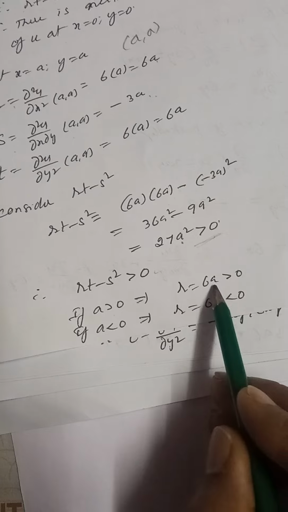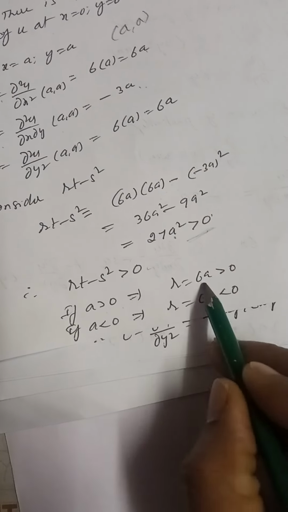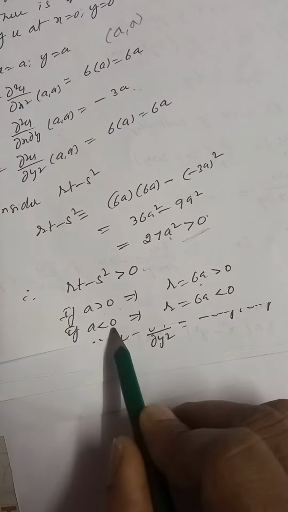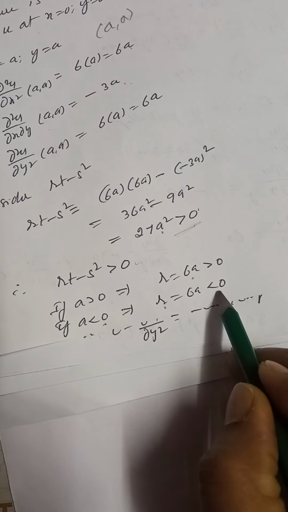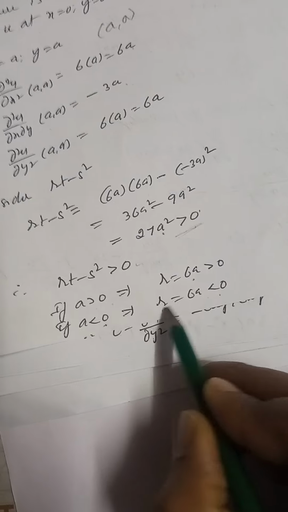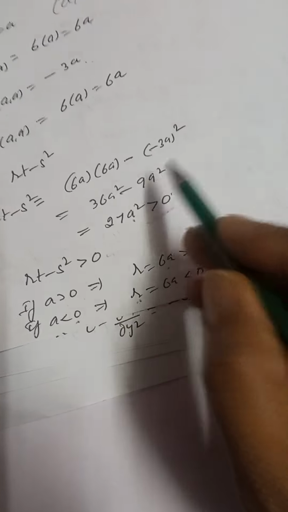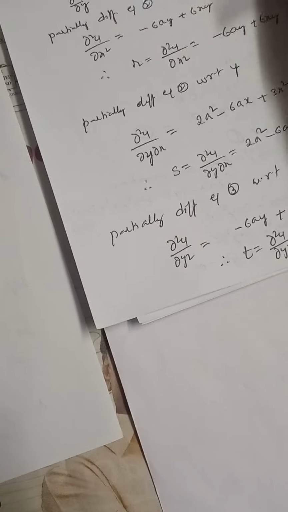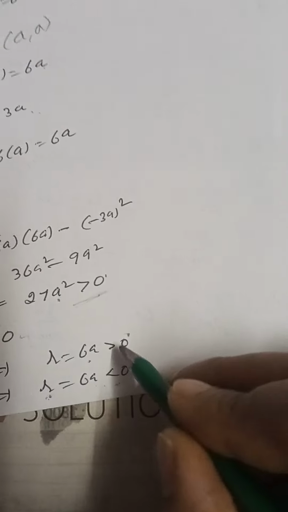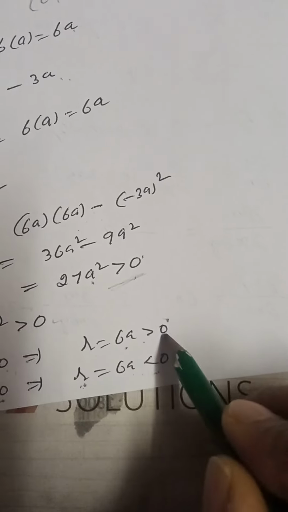If a greater than 0, I am just writing. Now r is equal to 6a, greater than 0. If a is less than 0, r is 6a, that means less than 0. For negative values of a, this r value is negative, right? Here it is positive because it is a square. Now there are two cases. If r is greater than 0, that means if a is greater than 0, r value is greater than 0. Here a greater than 0, r is greater than 0. At this point the given function has minimum value.